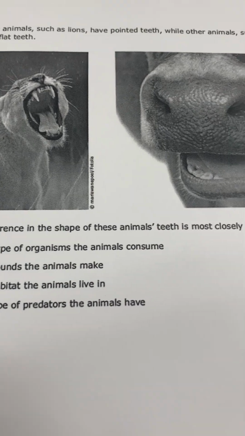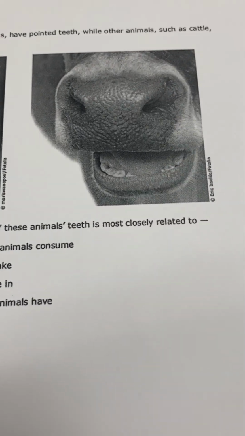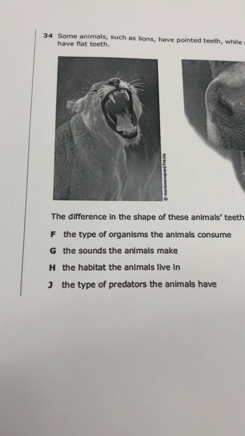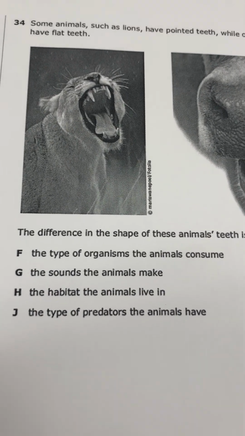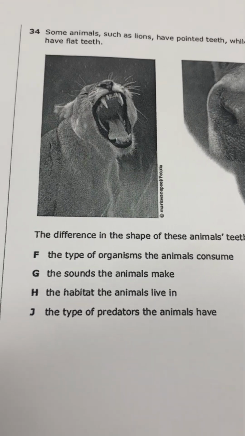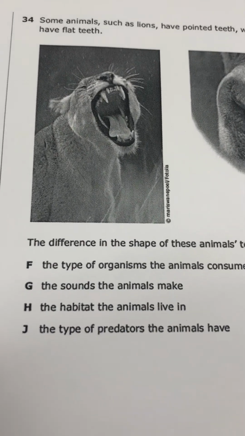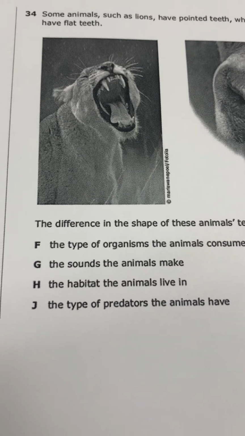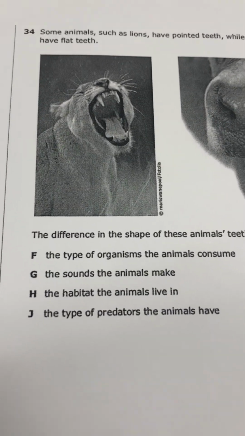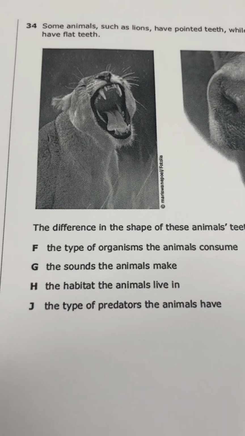The difference in the shape of the animals' teeth is most closely related to F, the type of organisms the animals consume, G, the sounds the animals make, H, the habitat the animals live in, J, the type of predators the animals have.